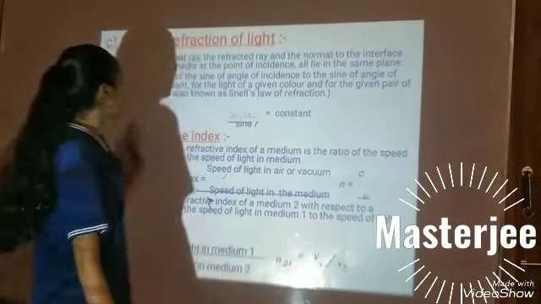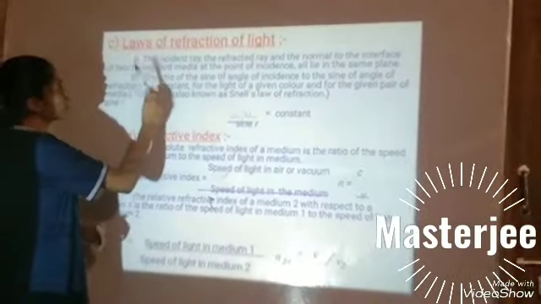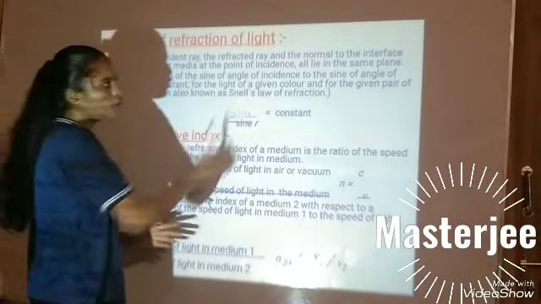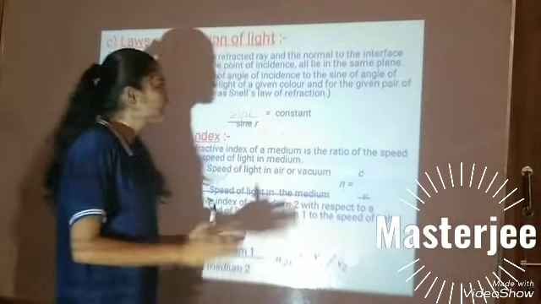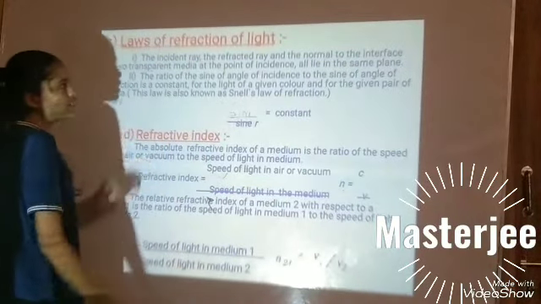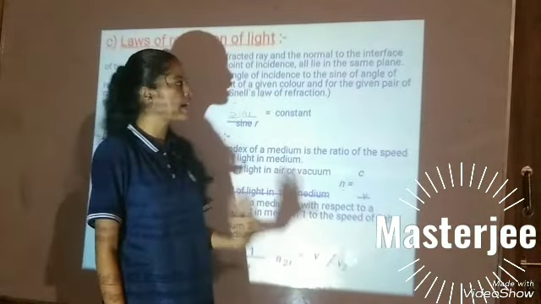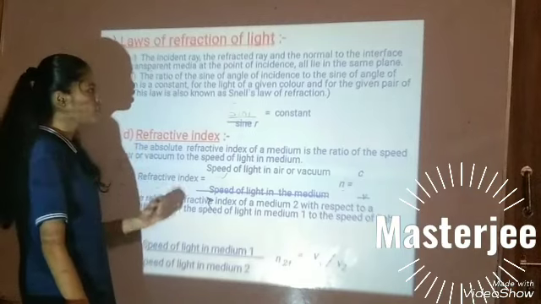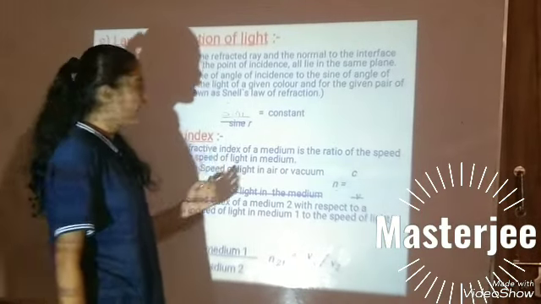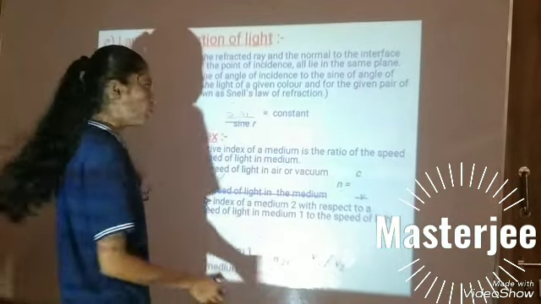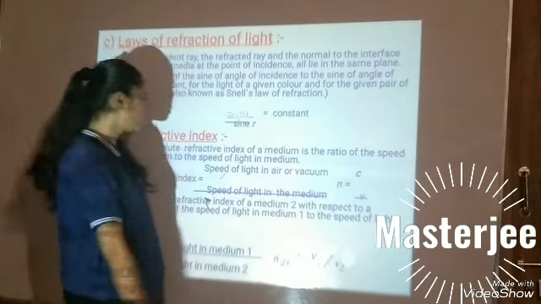Now let's see the laws of refraction. The first law states that the incident ray, the refracted ray and the normal lie on the same plane. The ratio of the sine of the angle of incidence to the sine of the angle of refraction is always constant, and this is known as Snell's law. Sin i by sin r is equal to constant.